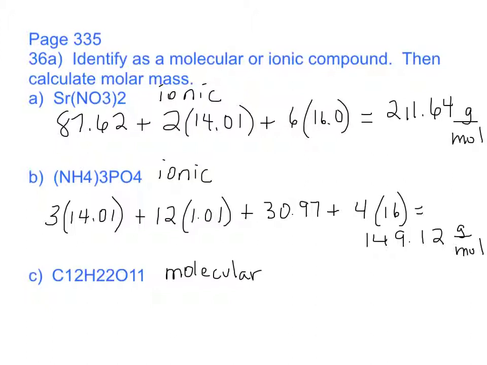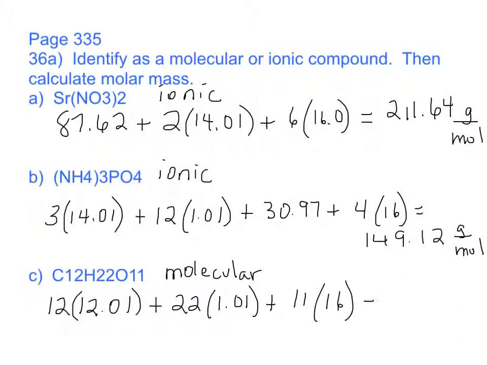All right, and finally we have C12H22O11. That is the formula for table sugar, sucrose. And so we're still going to calculate this in the very same way. We figure out the number of each type of atom and the mass for each. So carbon is 12 times 12.01 plus 22 hydrogens times 1.01 plus 11 oxygens times 16. And we multiply and add, and we should get 342.34 grams per mole. Ta-da!